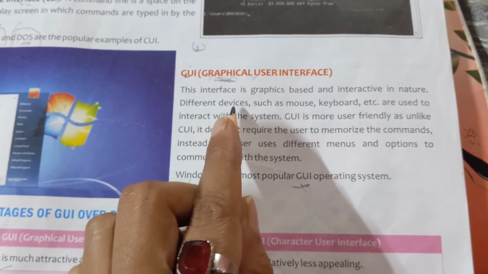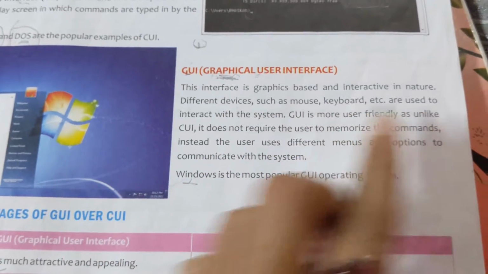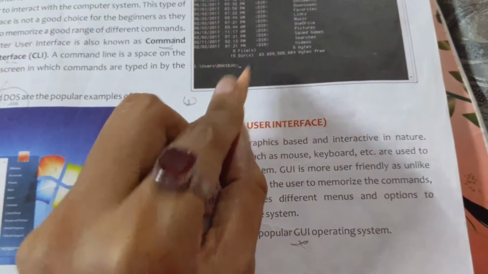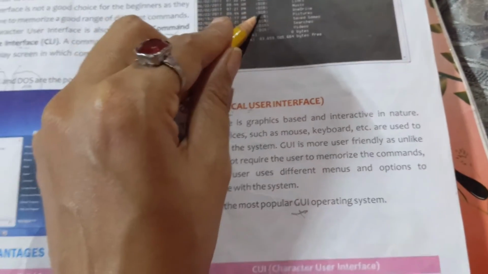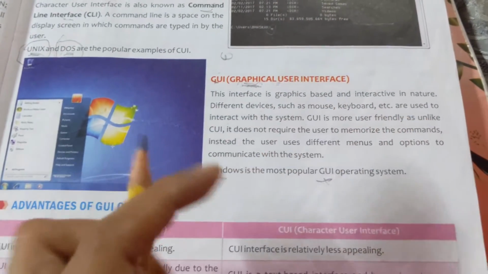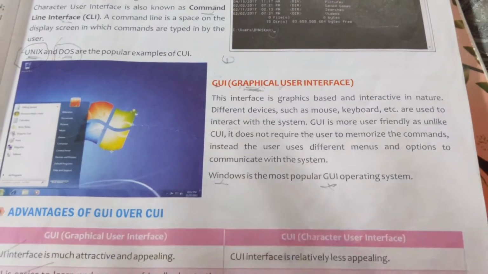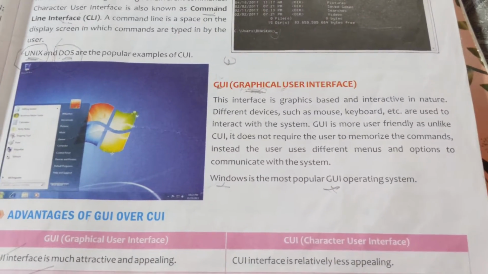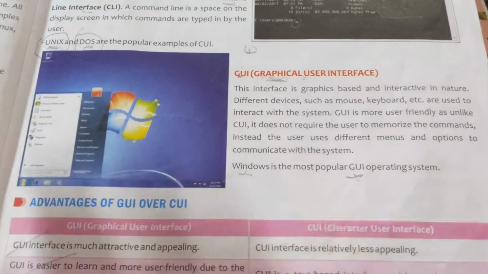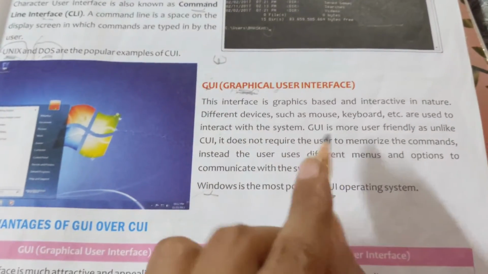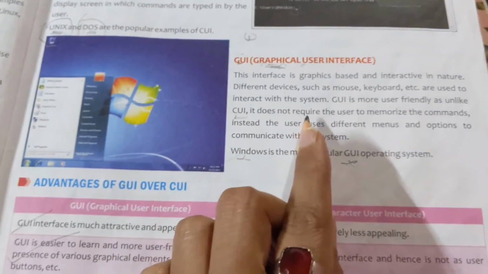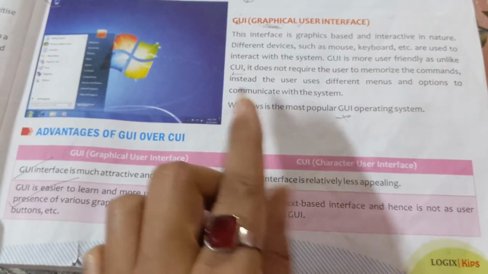Different devices such as mouse, keyboard, etc. are used to interact with the system. So in CUI you have to type the command to interact with the system, but in GUI you have to use keyboard and mouse to connect with the system. So see, there is a huge difference. In CUI you have to remember the commands, and here you have to just click with the help of mouse and keyboard. So GUI is more user friendly, as unlike CUI, it doesn't require the user to memorize the commands.